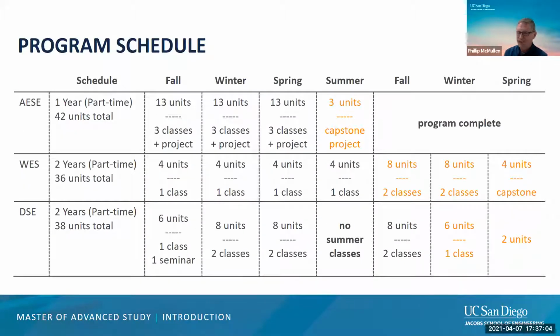Program schedule. This is a little complicated, a lot of information on this page. Generally, all of the MAS programs are delivered in a similar style that allows for working professionals. Classes are all day Friday and Saturday, every other week of the quarter. UCSD is on quarters. Some of you may come from schools on semesters, but we're on quarters. So classes are on Friday and Saturday, every other week.